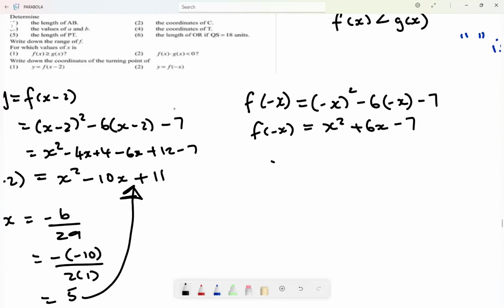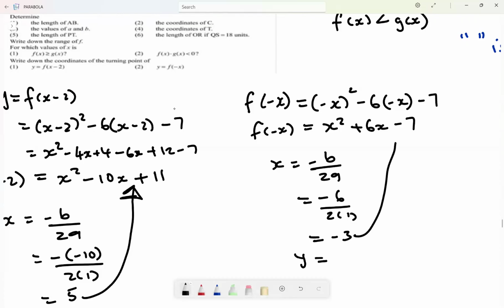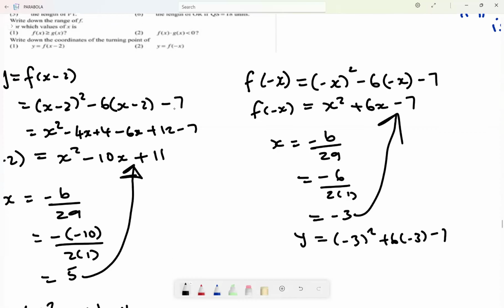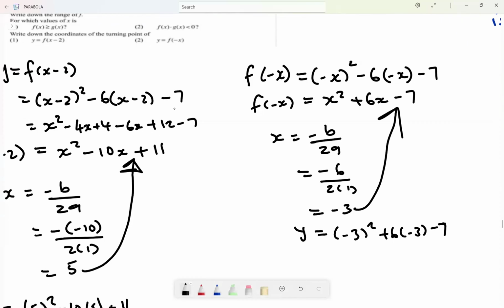And then remember, how do you get the turning point? x is equal to -b divided by 2a. x is equal to negative, what is b? b is 6, then 2 into 1. Then I get something like -3. And then to find y, you're going to substitute this here. You're going to have -3 squared plus 6 into -3 minus 7. And then you have 9 minus 18.